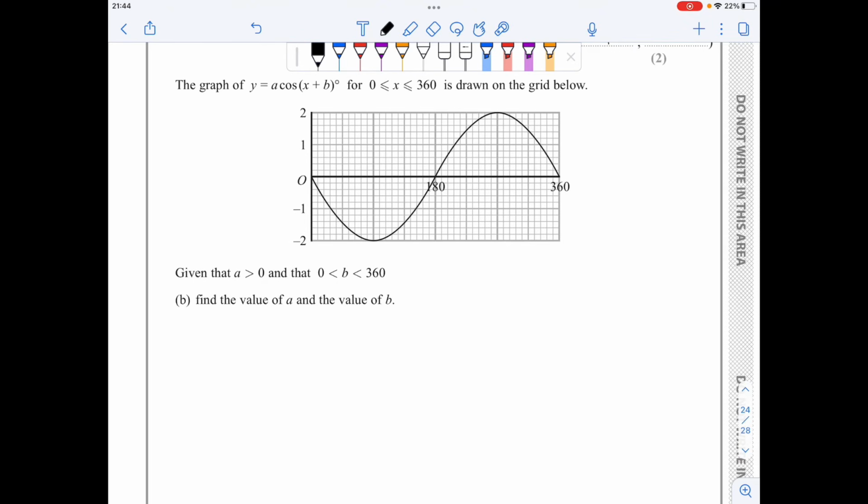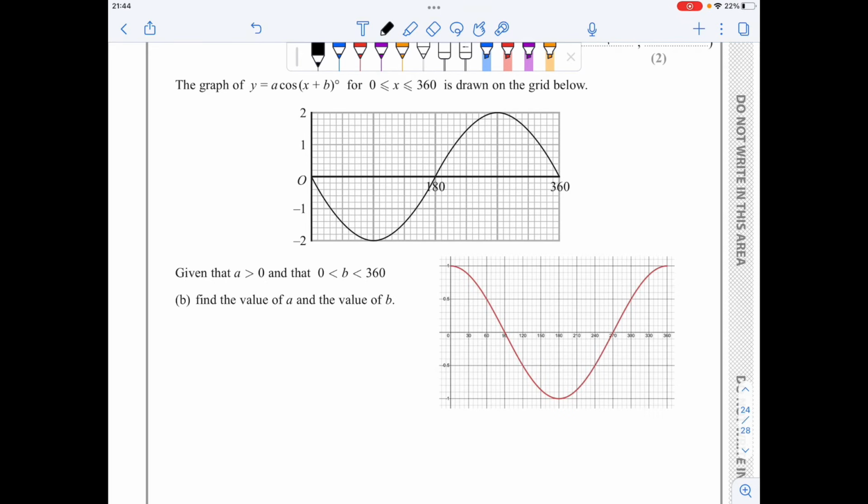Now in part B, I have 2 transformations on the cos graph. The original cos graph looks like this. The 2 transformations are indicated by the a at the front. This is a stretch by a scale factor of a along the y-axis, and since a is positive, it means there's no reflection. Now in the original cos graph, the maximum is 1, the minimum is minus 1. In our graph, the maximum is 2, the minimum is minus 2. Hence, a is equal to 2.